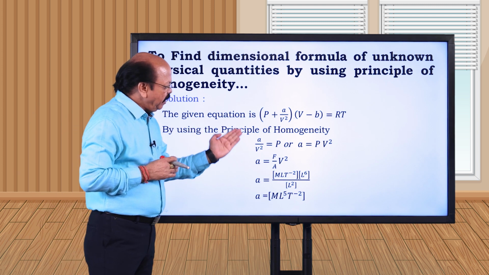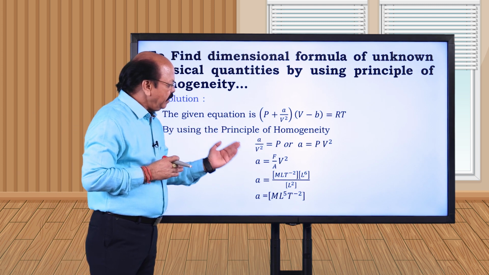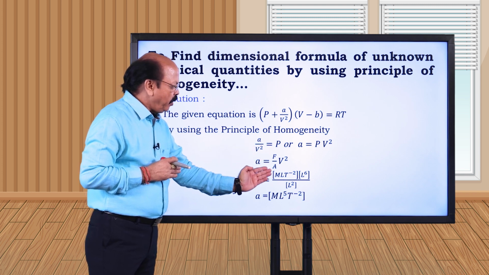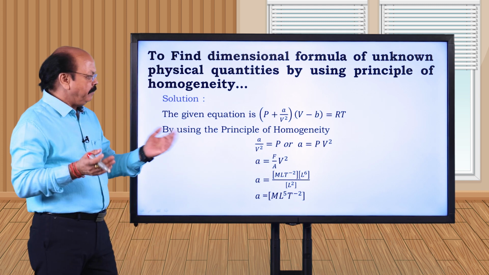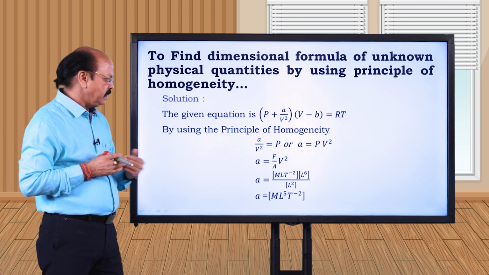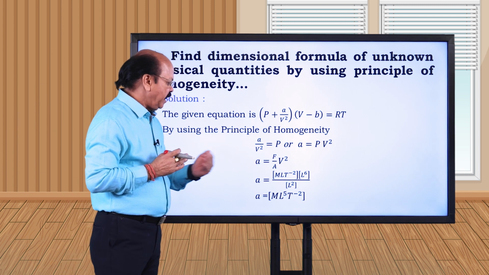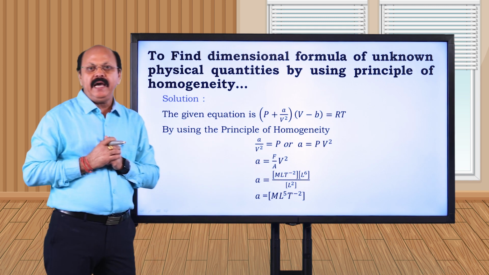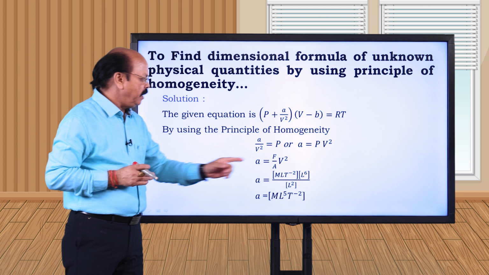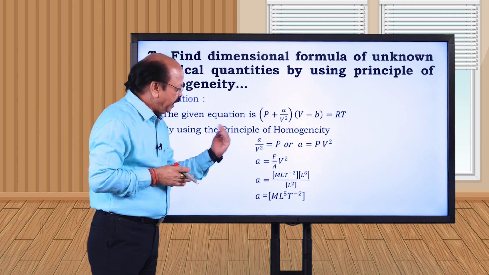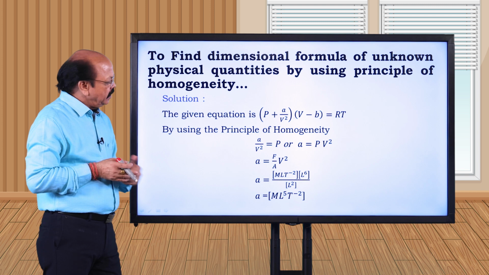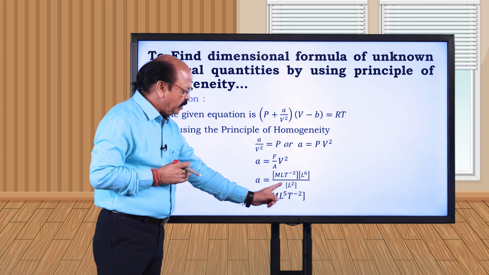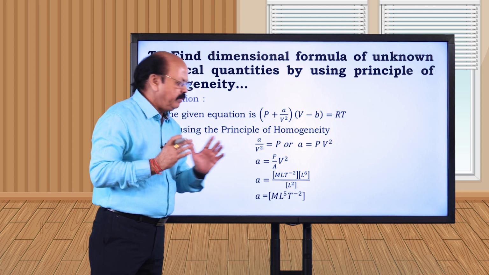So, we can write a/V^2 equal to P, then a equals P times V^2, where P is force upon area. Now, we have to substitute the dimensional formulas of force, area and volume. Then you will get a equals [M L T^-2] and volume is L^3 and it is squared, that becomes L^6, divided by area L^2. Simplify it, then we will get a equals [M L^5 T^-2].